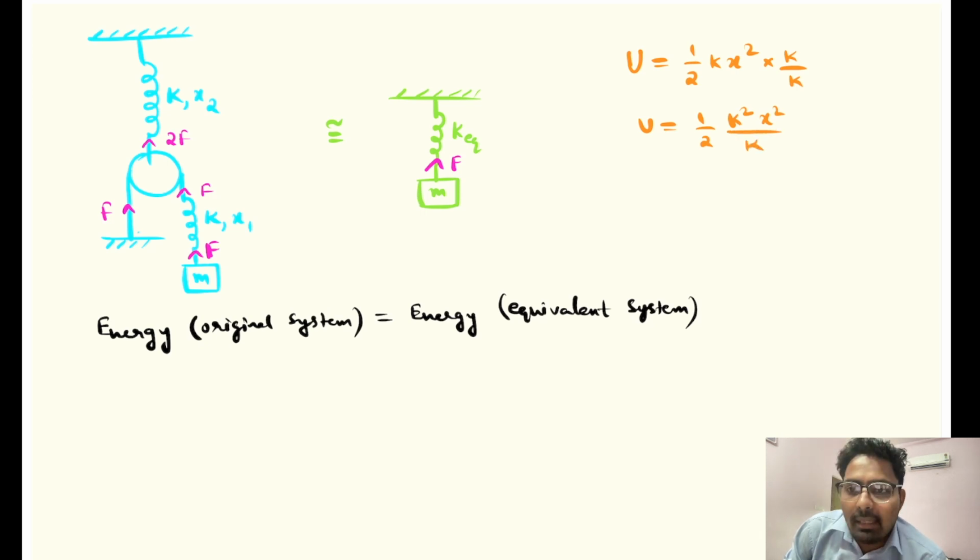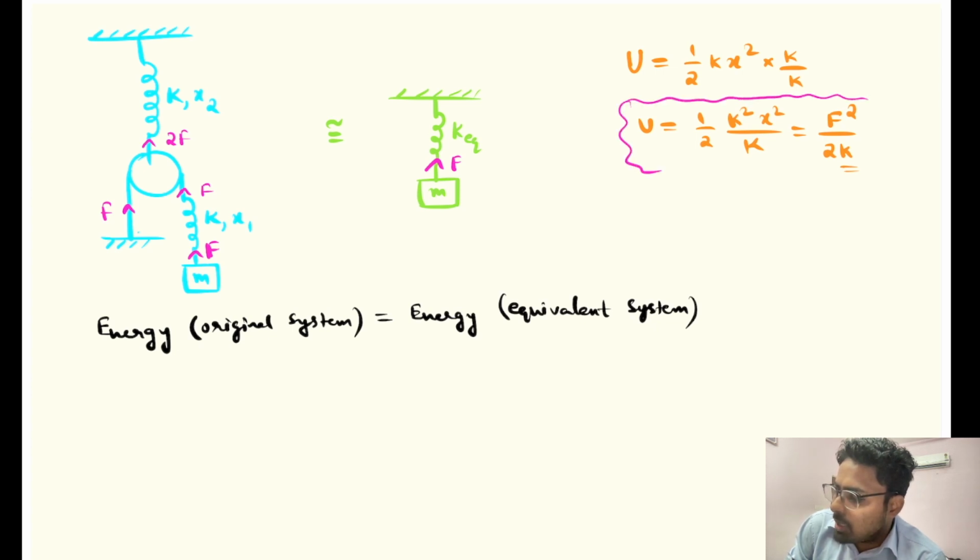But we already know kx is nothing but simply F. So therefore, remember, energy we can also remember in a different form, that is F square by 2k. So this is the formula that I'll try to use.